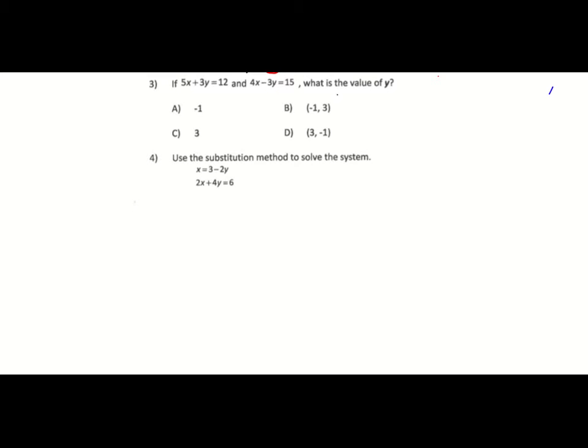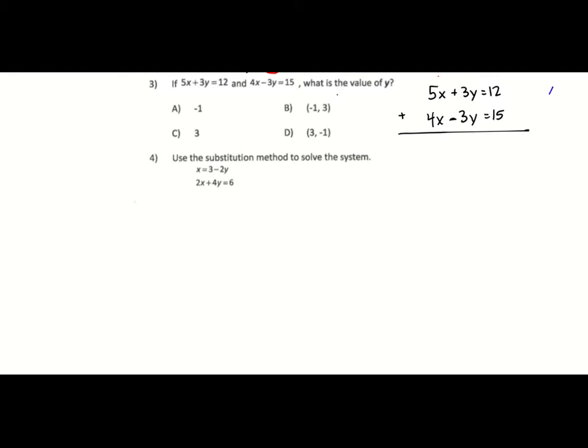Alright, number 3 says that if 5x plus 3y equals 12 and 4x minus 3y equals 15, what is the value of y? Now it does not tell me which method I need to use, but if I have those coefficients with opposite values, then I know elimination is going to be my easiest choice. So if I look, I have a 5x and a 4x. Those are not opposite, but I have a positive 3y and a negative 3y. So I know if I add these two equations together, 5x plus 3y equals 12 and 4x minus 3y equals 15, my y's are going to go to 0 there, so I can get an easier equation to solve.